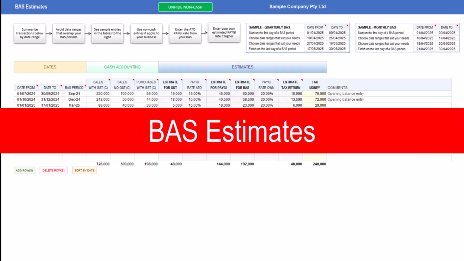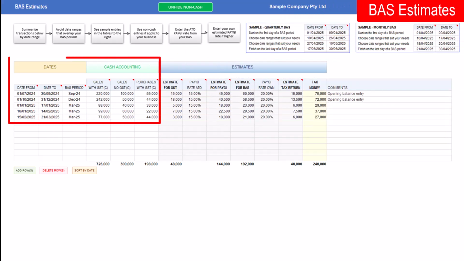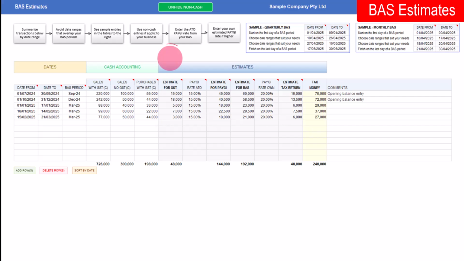This is the BAS estimate screen. Our start date was 1 January, so I've entered a one-line summary of each of the 2 BASs lodged to 31 December, and I've entered a summary of sales and purchases for the March quarter over 3 periods. The table shows in separate columns estimates for GST, the PAYG installment for your BAS, and extra tax that you estimate will be needed at the end of the financial year based on your own self-assessed and higher PAYG installment rate.